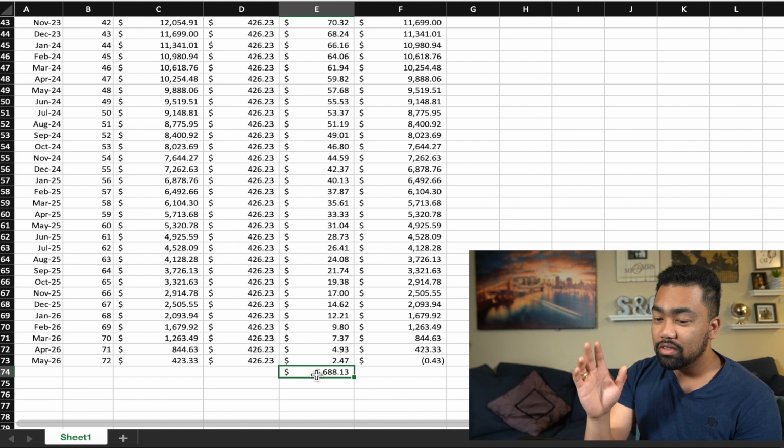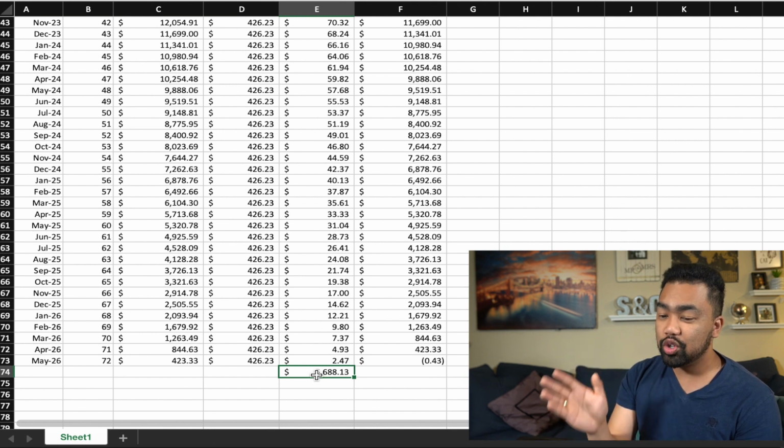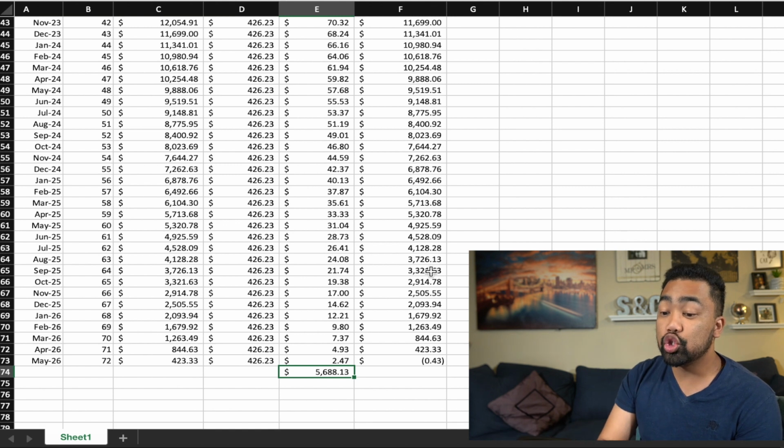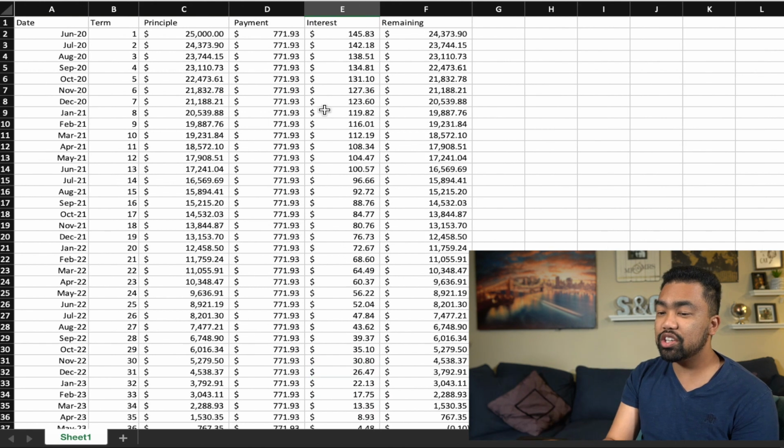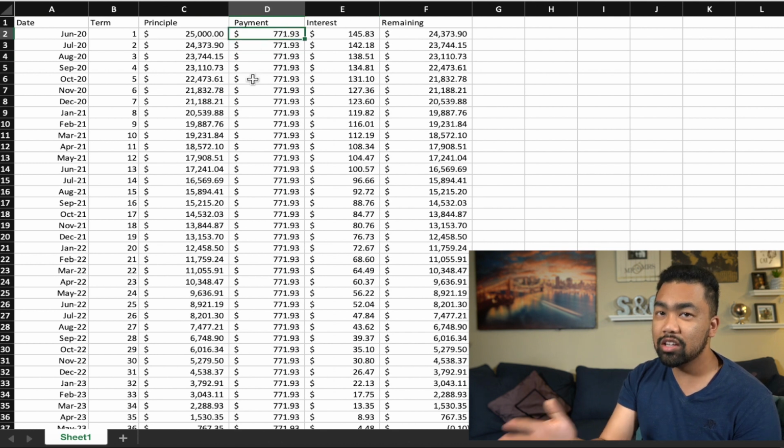So again, you get a car for $25,000, you make just the minimum payments for the entire duration of the loan. You're gonna pay so much in interest, and so as you can see, you end up paying a lot of money over the span of the loan when you just make their minimum payments. So let's see what happens whenever you pay a little bit more each month.